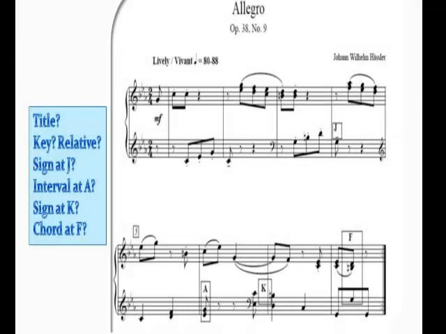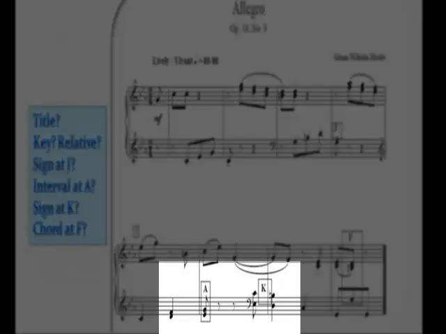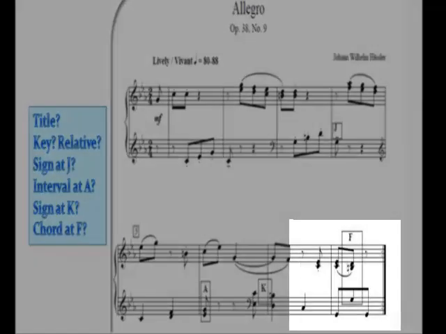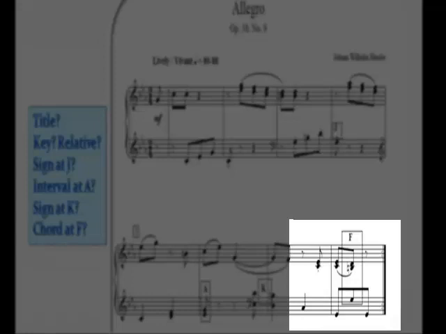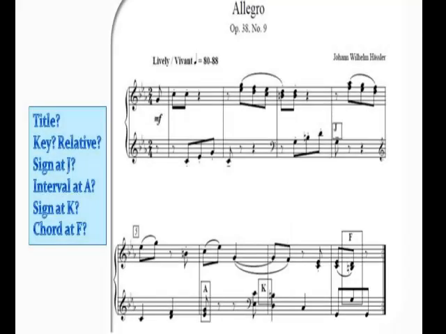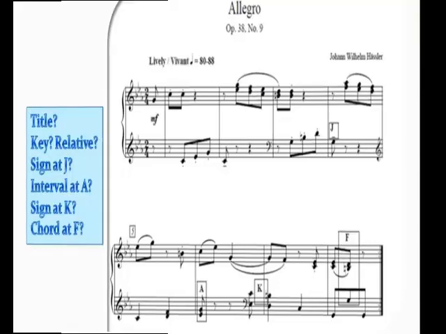There's an interval to identify at A, and it's from E flat to G. Remember to always look at the key signature, because E flat to G is a major third because of that flat. The sign at K is a natural, and the chord at F is a GBD chord, which is a G major triad. Don't worry, you'll only be asked questions of things that you've learned in junior theory, so there'll be absolutely no surprises.